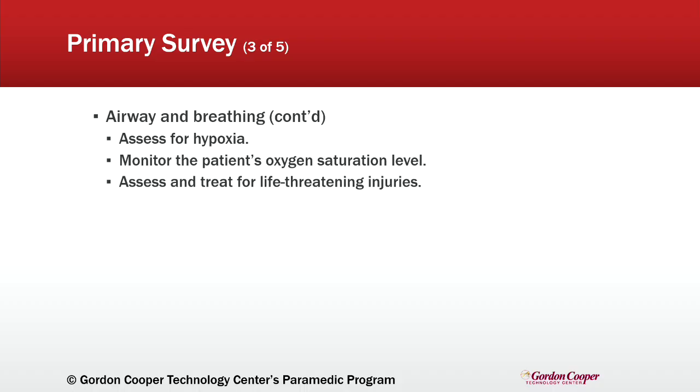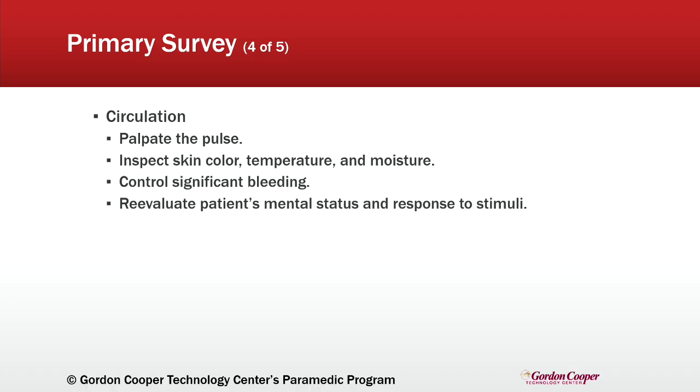Carefully look for signs of hypoxia. If you can, monitor the patient's oxygen saturation and keep it above 94% with supplemental oxygen. You should also assess for and treat any other life-threatening injuries that could potentially affect the patient's breathing. When assessing circulation, check the patient's pulse for its presence, rate, regularity, and quality. You should also look at the patient's skin color, temperature, and check moisture.